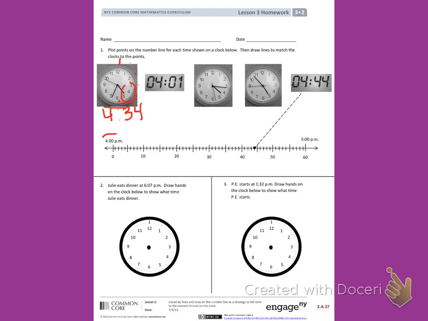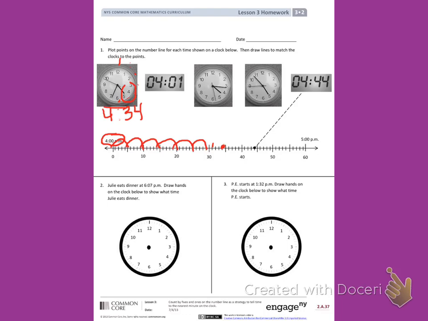So I'm going to start here at 4 o'clock. And I'm going to count by fives and ones until I get to 34. So 5, 10, 15, 20, 25, 30, and now I'm going to count by ones, 31, 32, 33, 34. And I can plot 34 right here, 4:34.